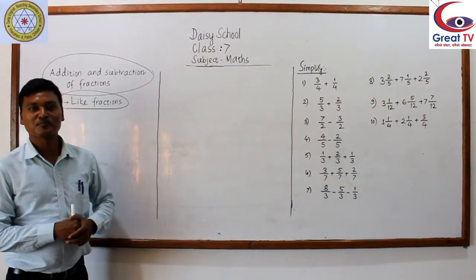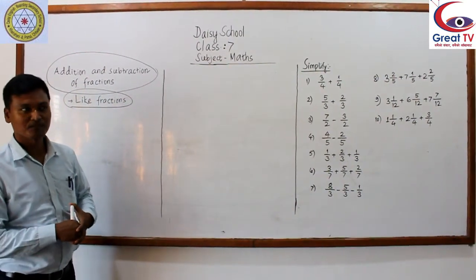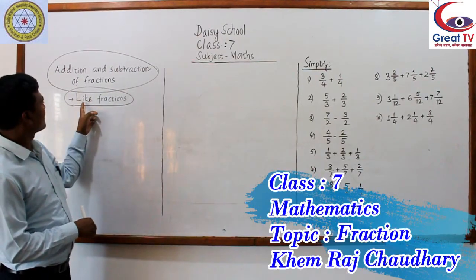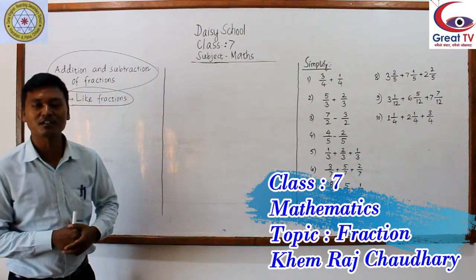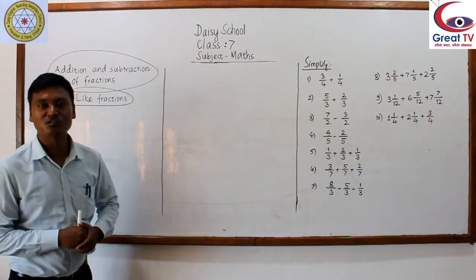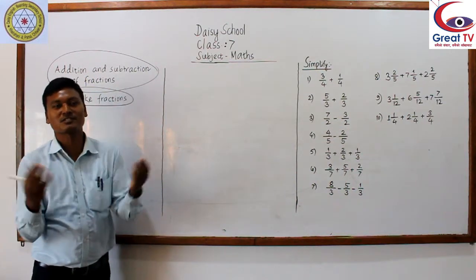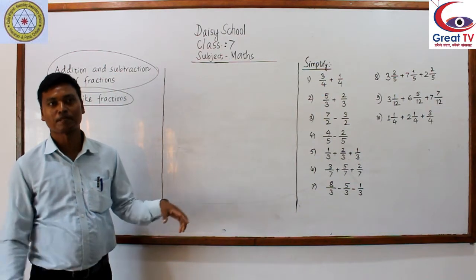Today we are reading addition and subtraction of fractions, but I have written like fractions. That means today we are reading how to add or subtract like fractions only. You can say we are reading simplification of like fractions today.